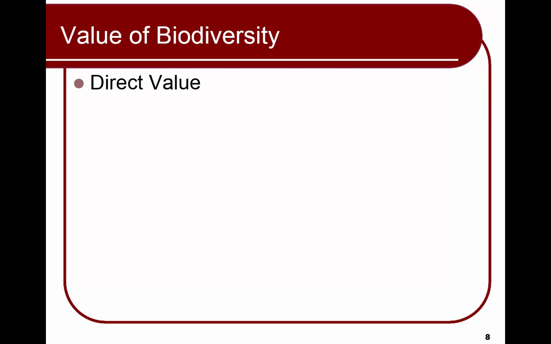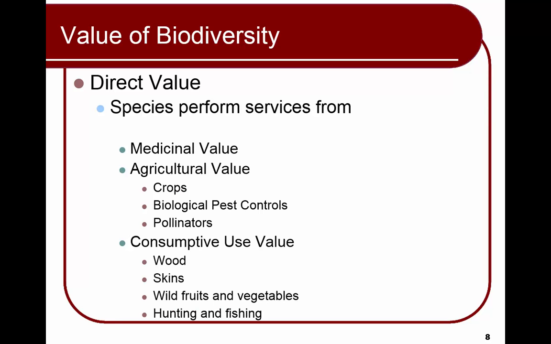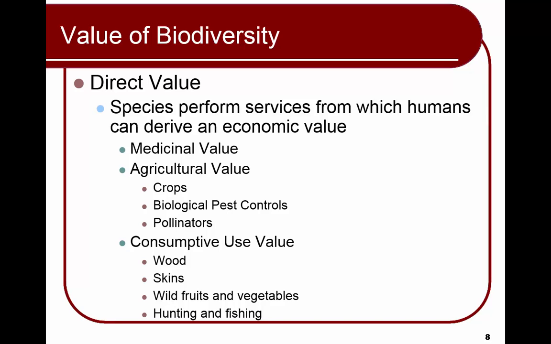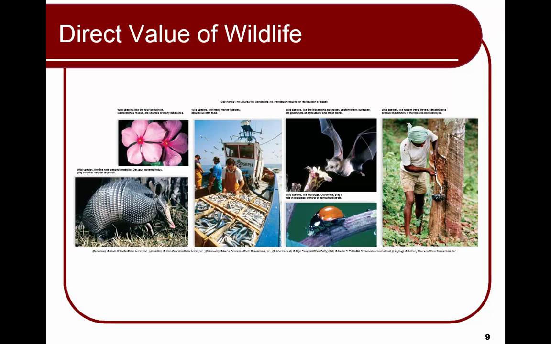The direct value: the species perform services from which humans derive economic value. There's medicinal value. There's agricultural value, obviously, as far as using it for pest control. The pest predators are used to control them, and of course pollination. Also, consumptive use value. We use timber from wood and skins, and a lot of hunting and fishing feeds a whole lot of people. So you see there's a lot of value directly from the wildlife in an area.